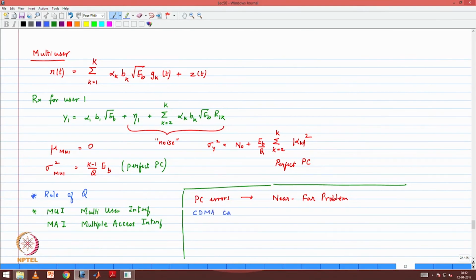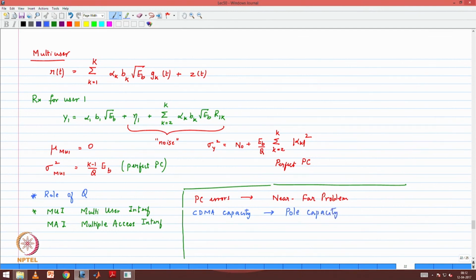CDMA capacity basically says that I can keep on adding more and more users under perfect power control. What happens is the noise floor keeps on rising, which means my cell keeps on shrinking. Eventually, I get only users who are around the base station, and that is the pole capacity.